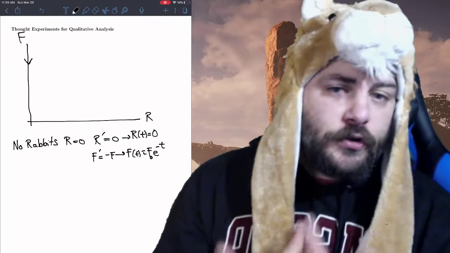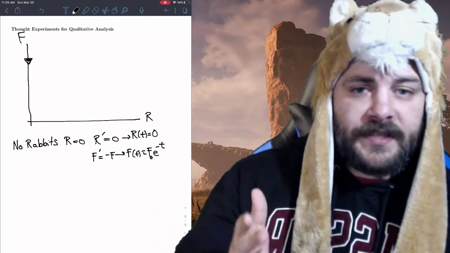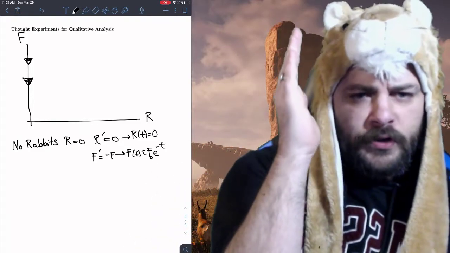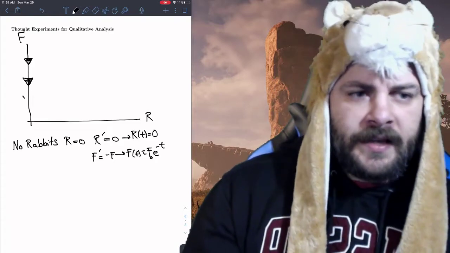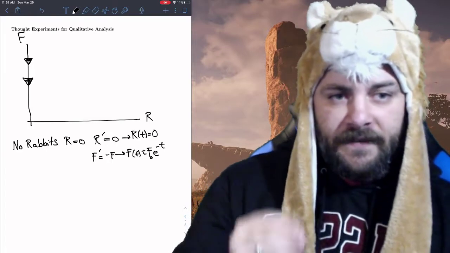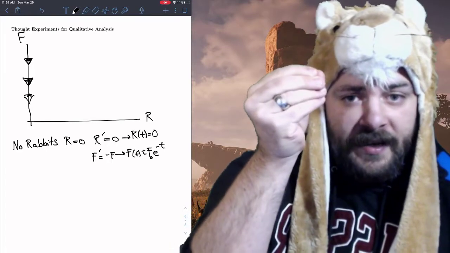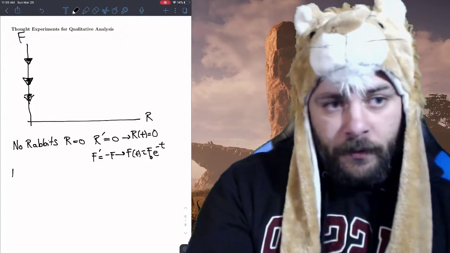So what I'm going to do on my diagram here is put several straight down arrows on that F axis there. And so what that's going to denote to me is that if I start on that axis, I stay on that axis, and I just flow straight downward.